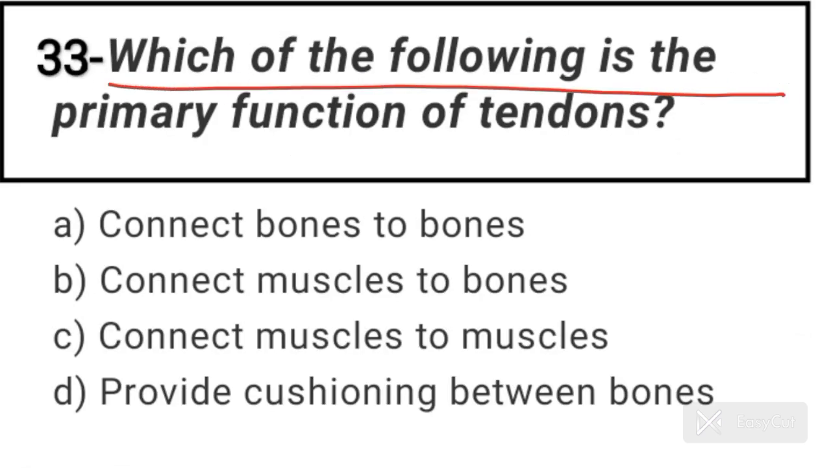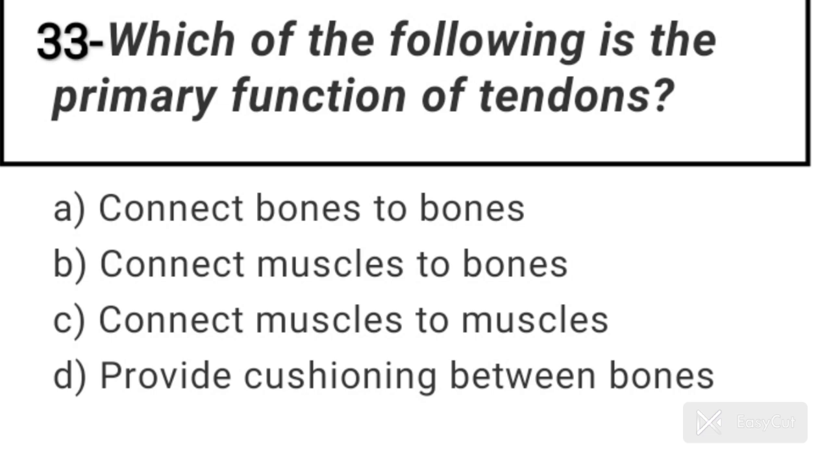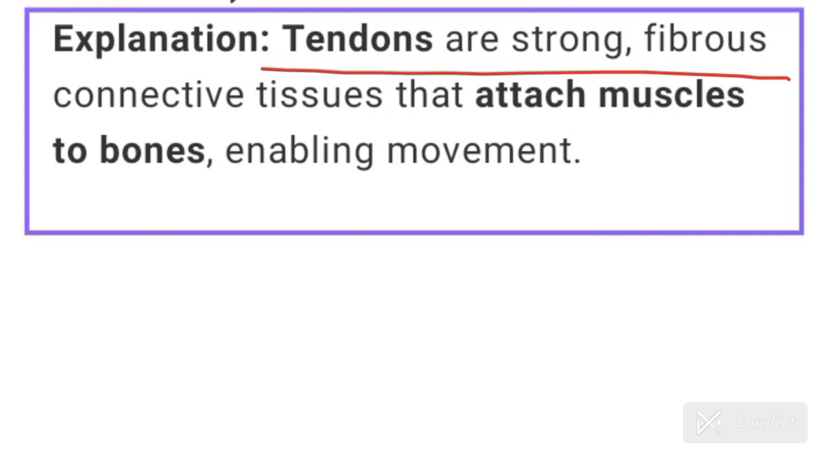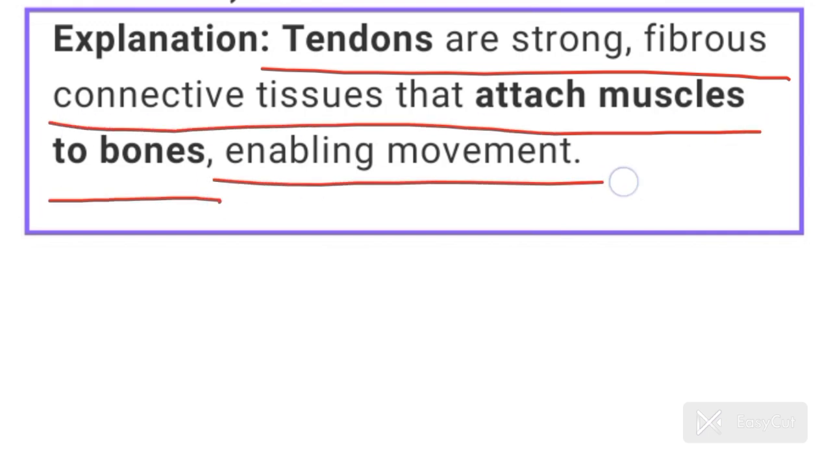Question number 33. Which of the following is the primary function of tendon? So tendon connects muscle to bone. Option B is correct for question number 33. Tendons are strong fibrous connective tissues that attach muscles to bone, enabling movement.